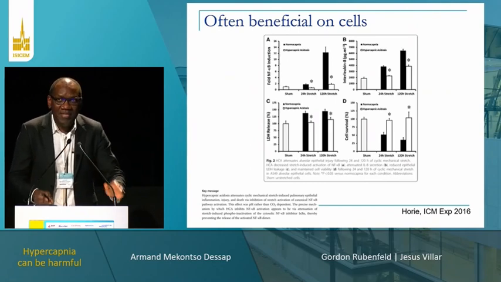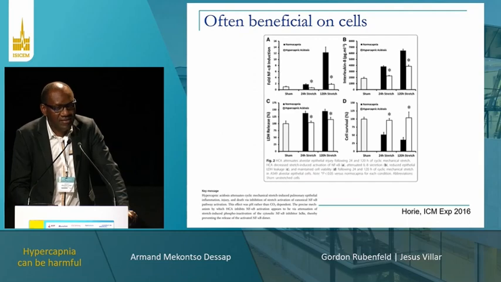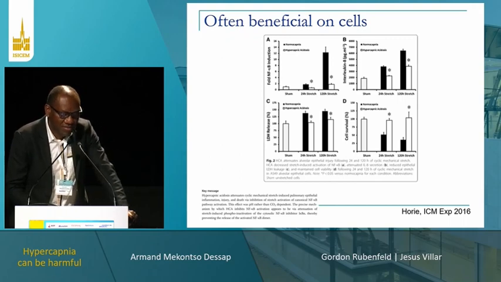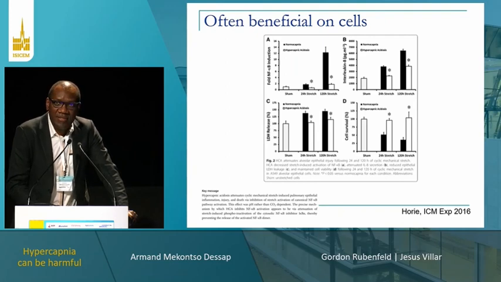On experimental studies, for example, studies on cells, it has been reported that hypercapnia is beneficial. If you see, for example, in this study, cells submitted to hypercapnia express less NF-kappa-B, they secrete less interleukins, so globally favorable.